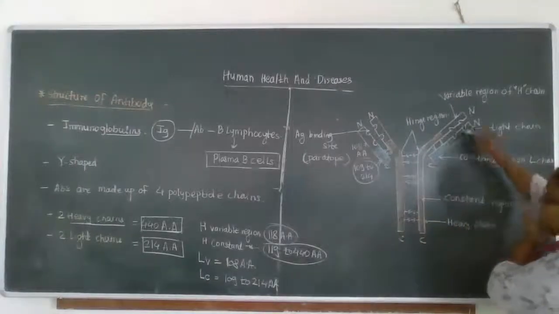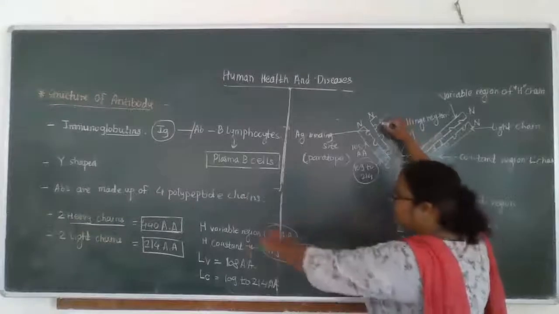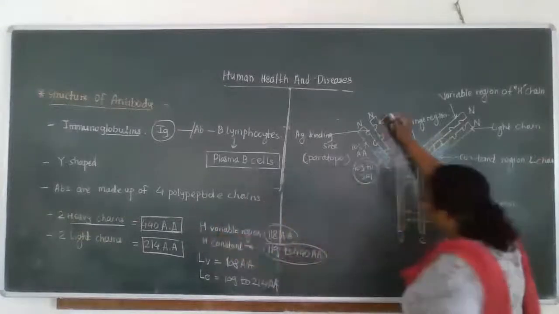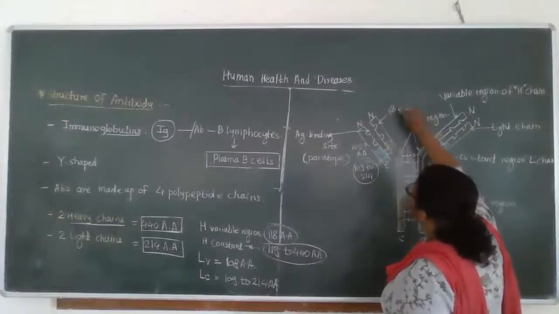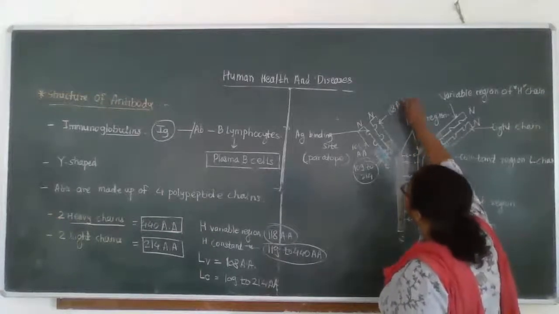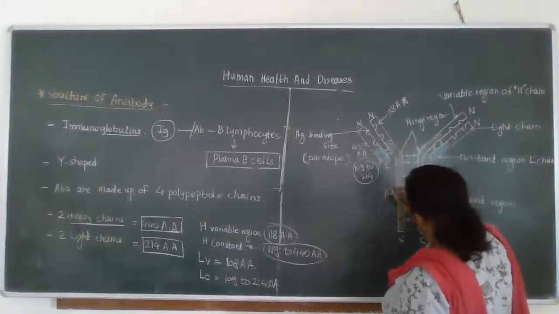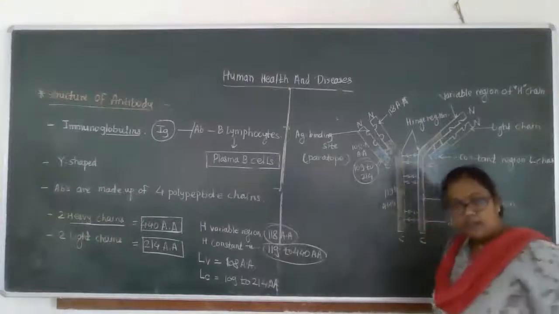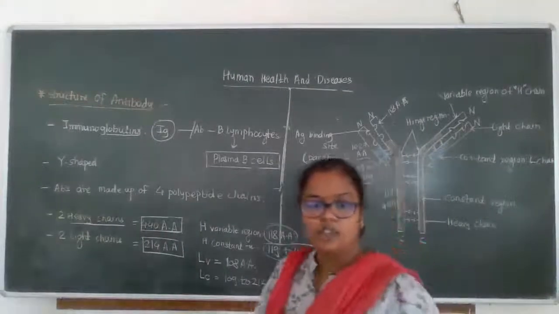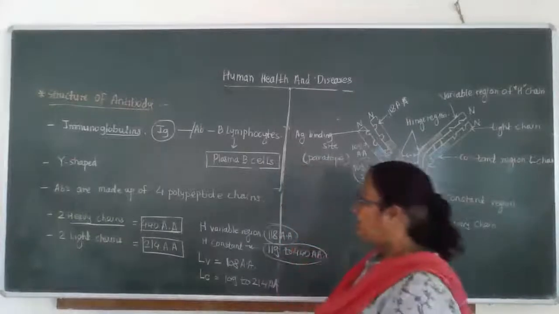Now related with the heavy chain. The heavy chain is made up of 440 amino acids. Among these, the variable region is made up of 118 amino acids, and the remaining is 119 to 440. So this is very simple. Just revise the structure of the antibody. Take a glance at it.